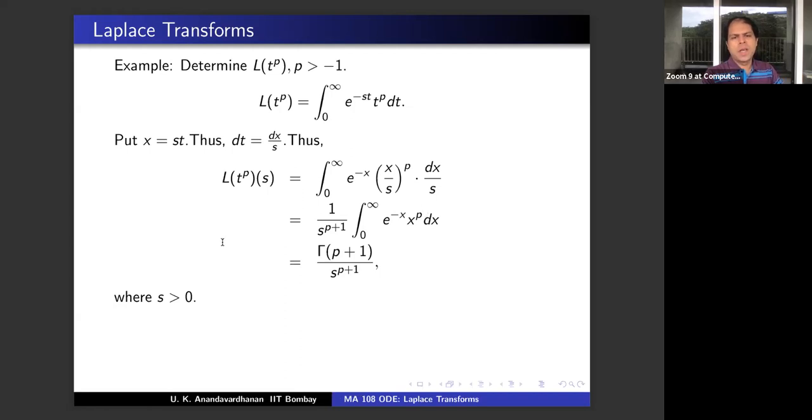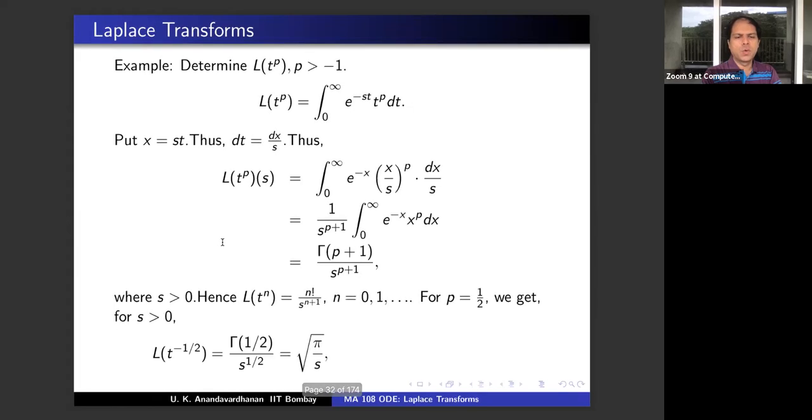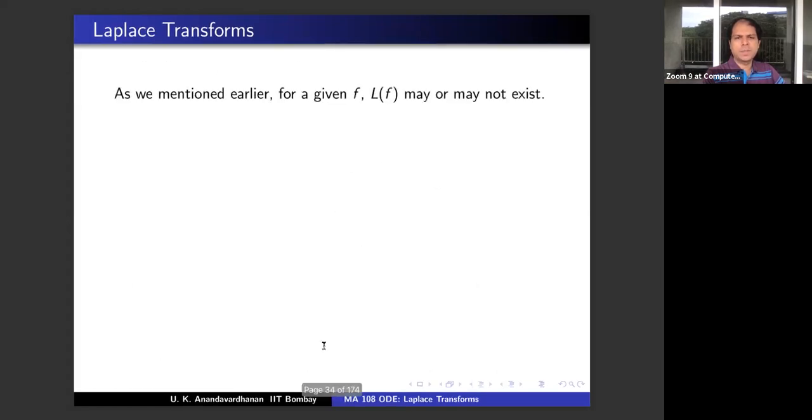And in particular, for n a natural number, gamma of n plus 1 is n factorial. So you got this, and you could also do things like this. t power minus half has Laplace transform root of pi by s. L of t power half is root of pi by 2 times s power 3 by 2, etc. This is where we stopped last time. This is exactly the last slide of the last lecture. Okay, so let's continue from here.